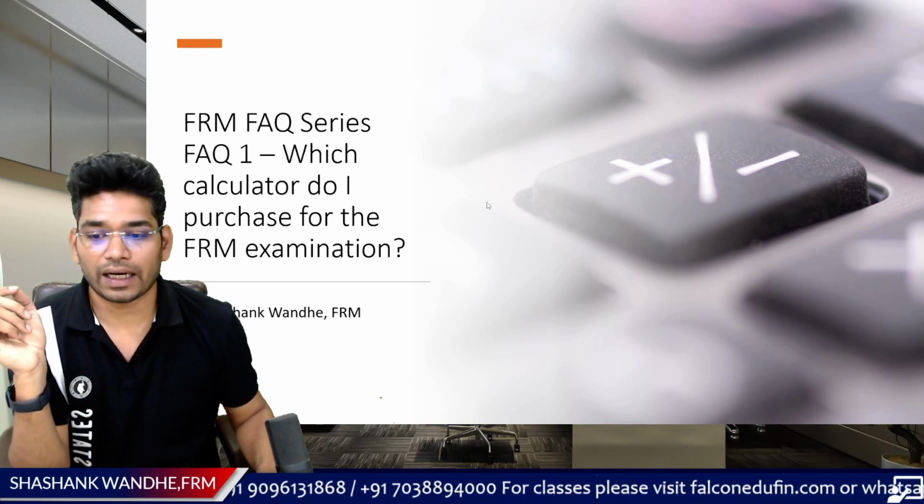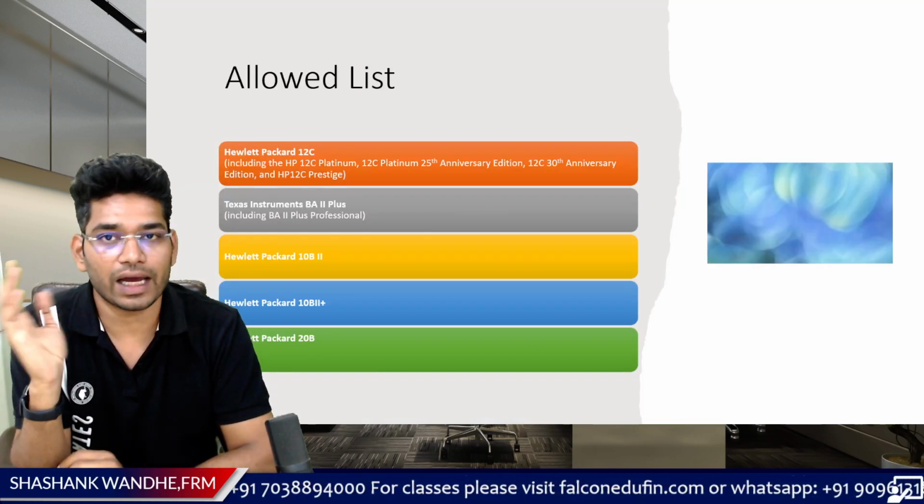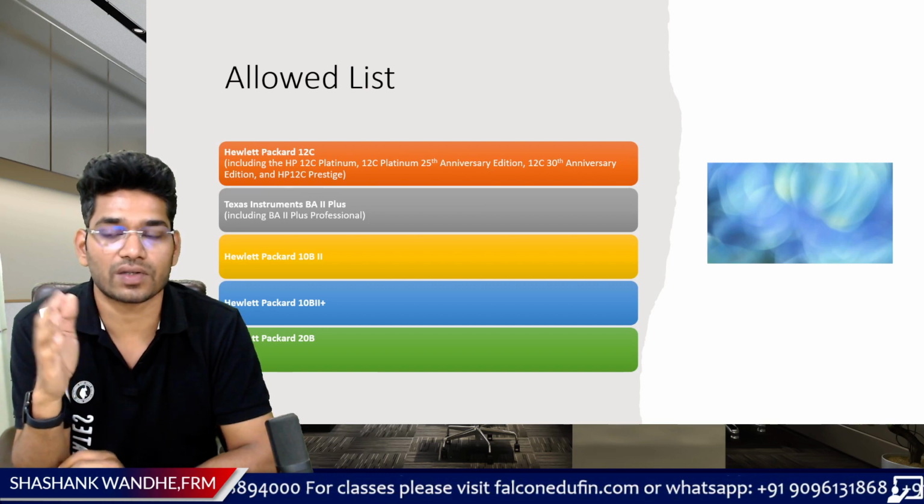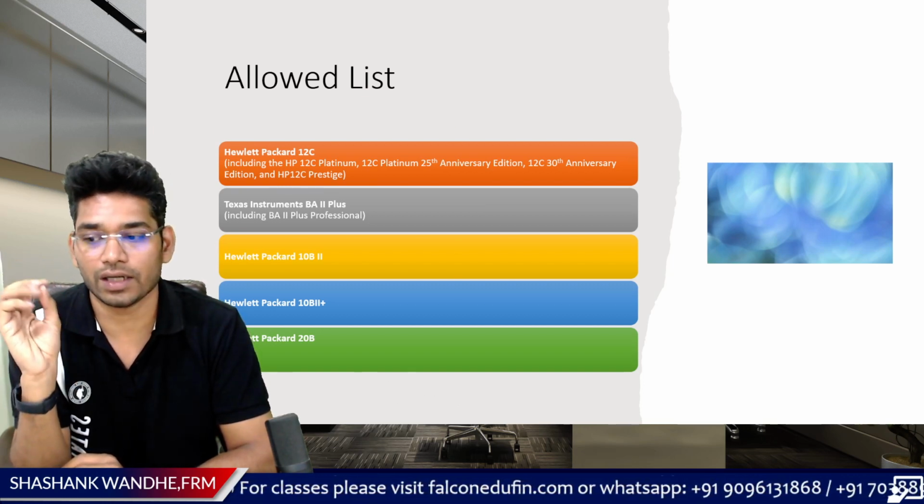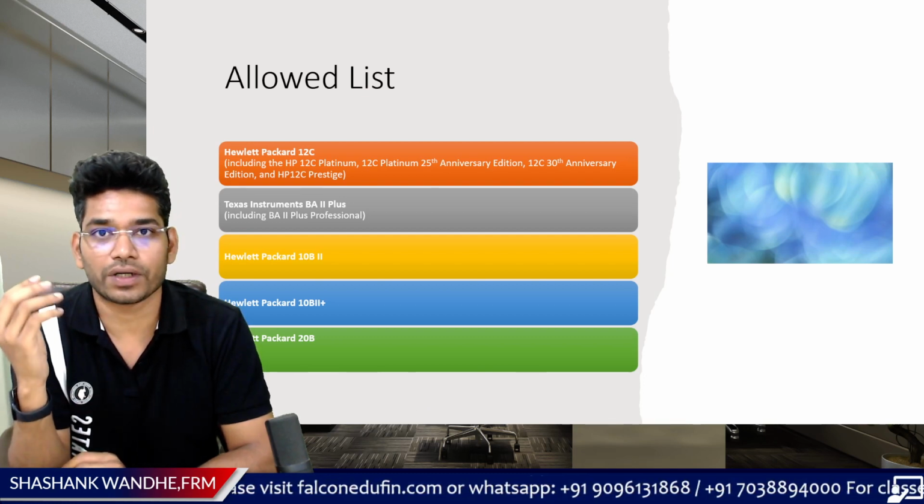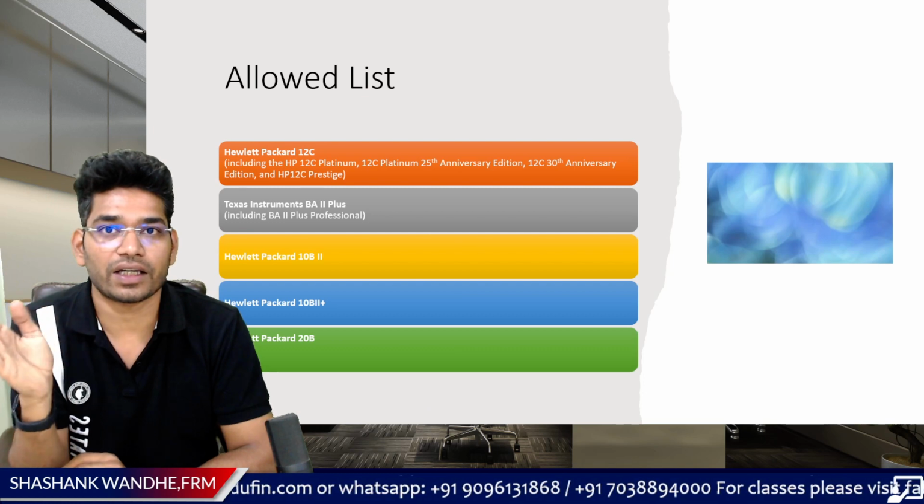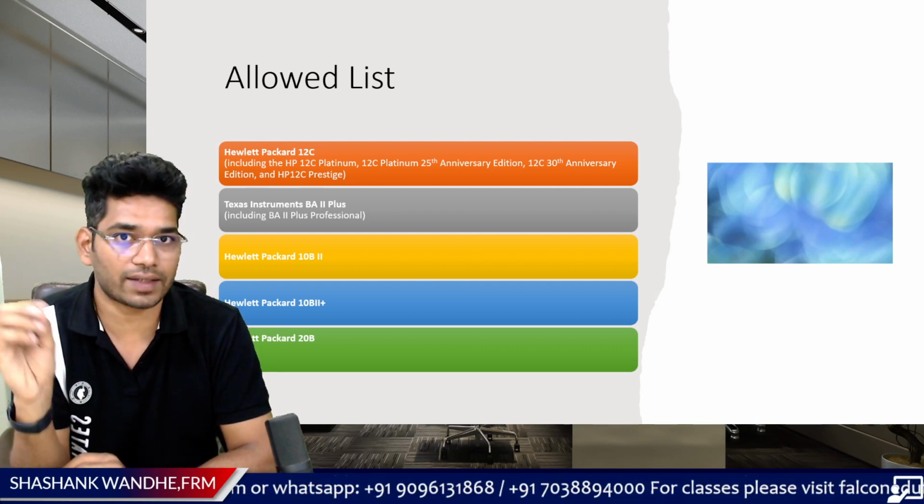Now this list mainly consists of two manufacturers, one is HP and one is TI. HP is Hewlett Packard, TI is Texas Instruments. From HP we have 4 calculators, which are 12C, 10B2, 10B2 Plus and 20B. So these are the 4 calculators allowed from HP. And then we have the TI BA2 Plus and TI BA2 Plus Professional from TI, Texas Instruments.